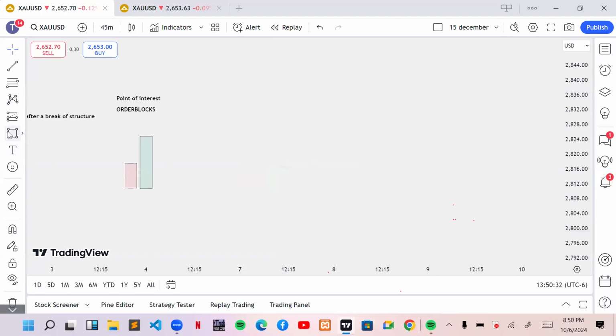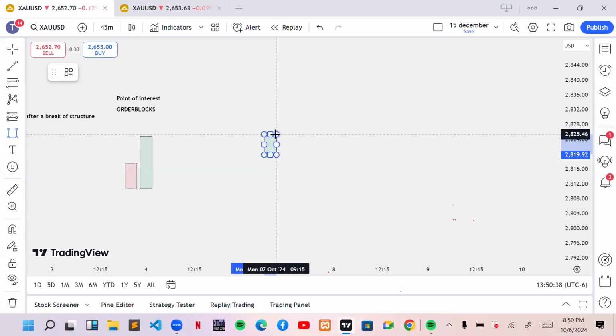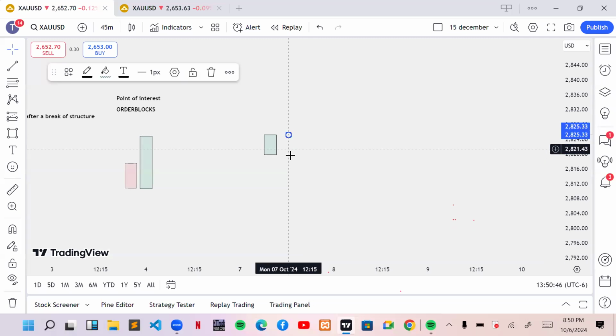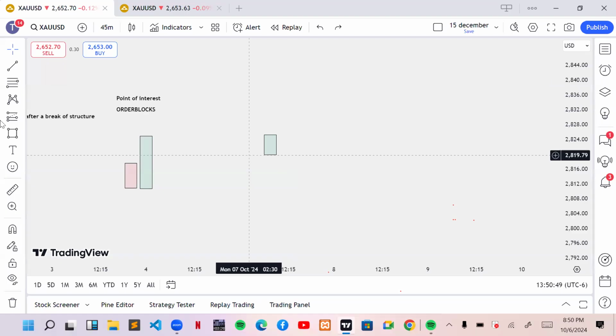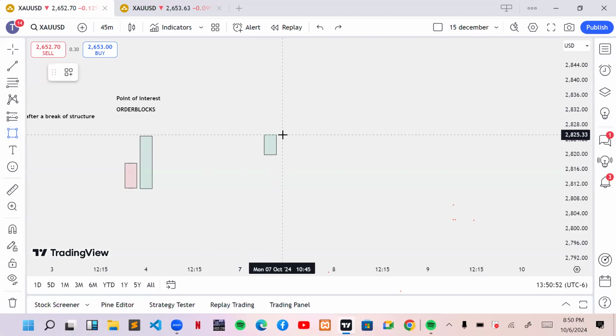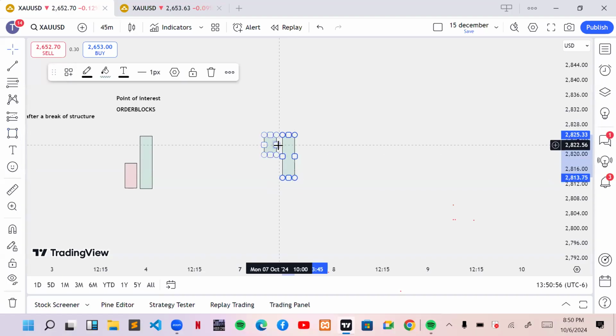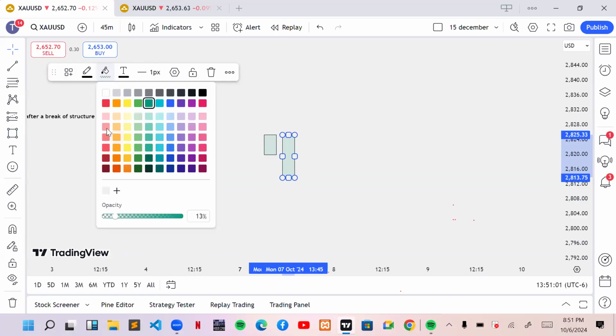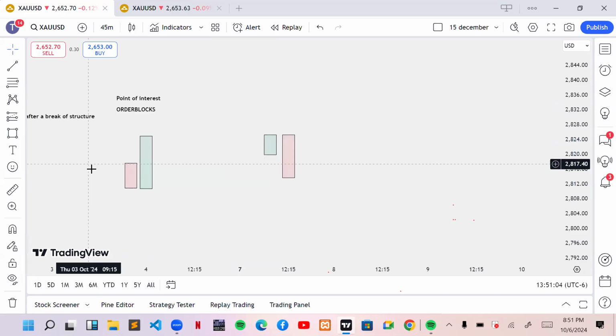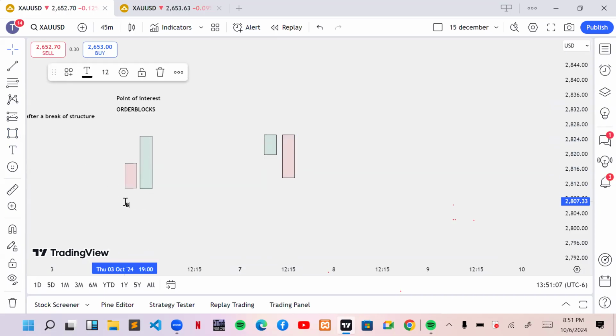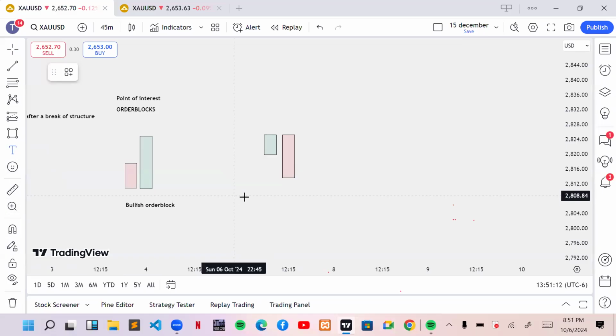And then a bearish order block is when you see a bullish candle, then you see a bearish one engulf it. So this is the bullish candle, for example, and then you see another candle, bearish, engulf it. So that is what a bearish order block looks like. A bullish order block, a bearish order block would look something like this. This is a bullish order block right here, and this is a bearish order block right here.